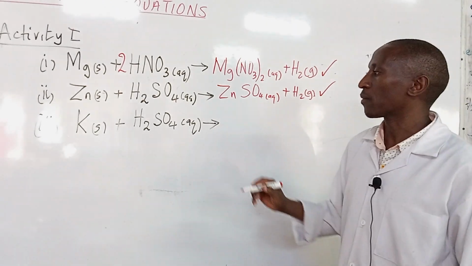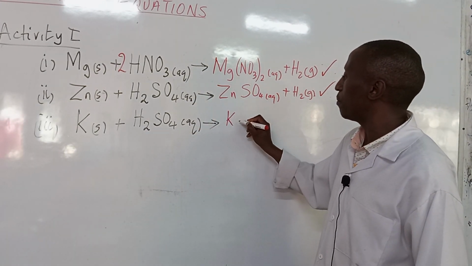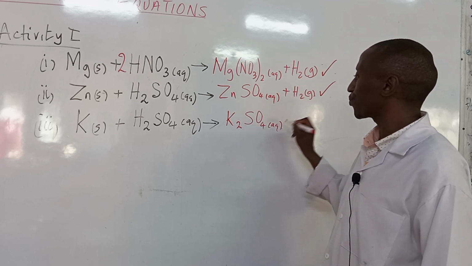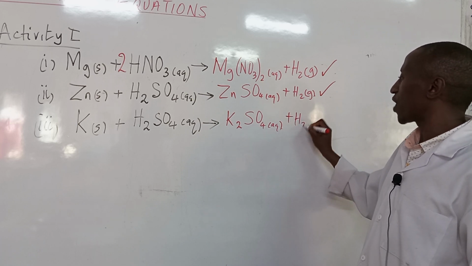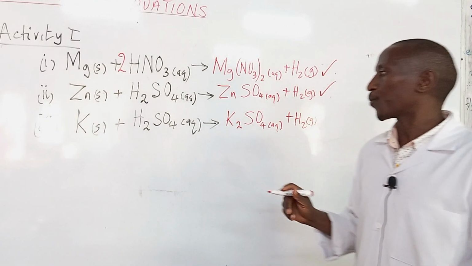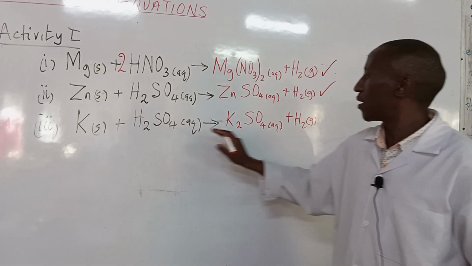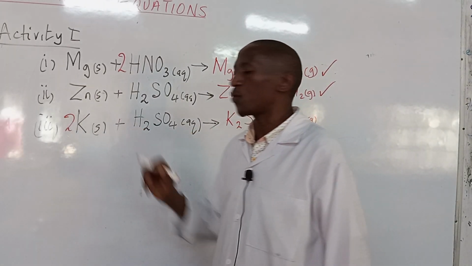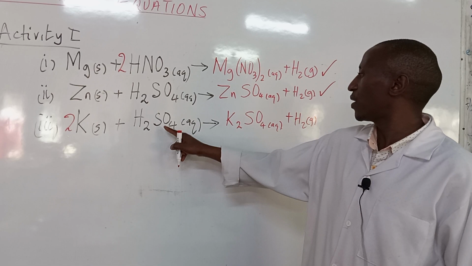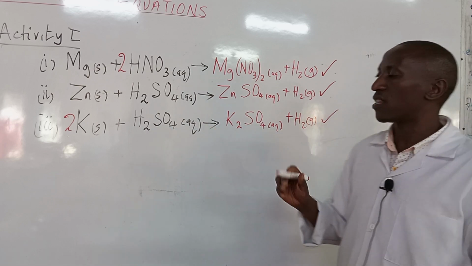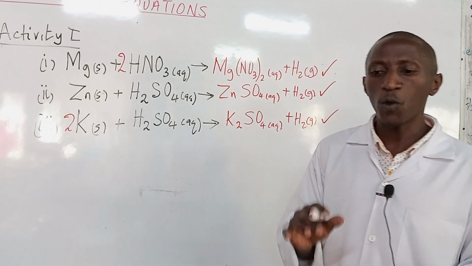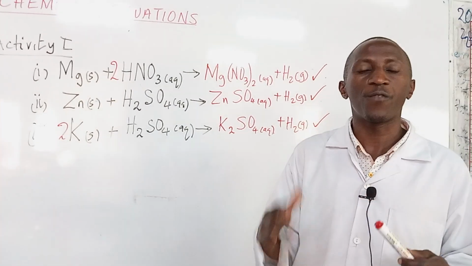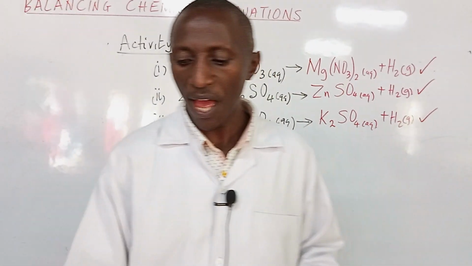self-balancing. Number 3, the product will be potassium sulfate, which is soluble, together with production of hydrogen gas. Now, the requirement here, we have 2 potassium atoms, and here we need to put 2. The sulfate is 1, hydrogens are 2, so with that the equation is balanced. So viewers, that marks part 1 of the kind of equations that we have that require balancing.